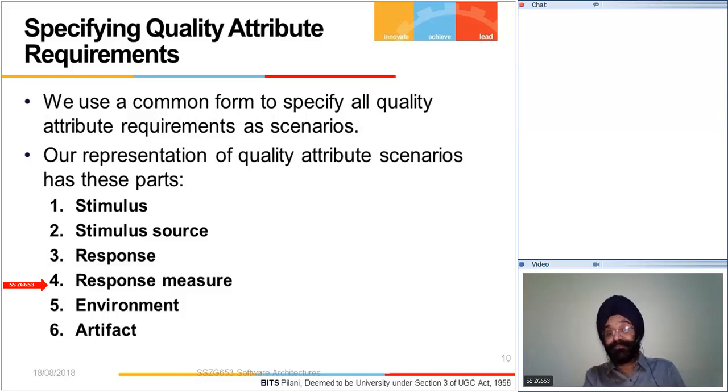Is environment and platform the same? The artifact and platform are the same. The platform can be an artifact in a particular scenario. Stimulus could be, we'll see a few examples of a stimulus. Stimulus is something against which the artifact has to respond. Now, every stimulus has to have a source.